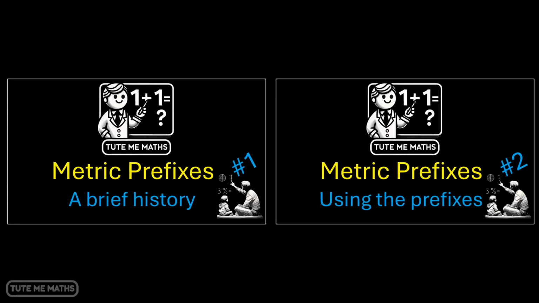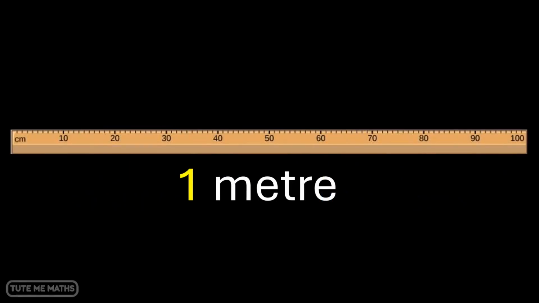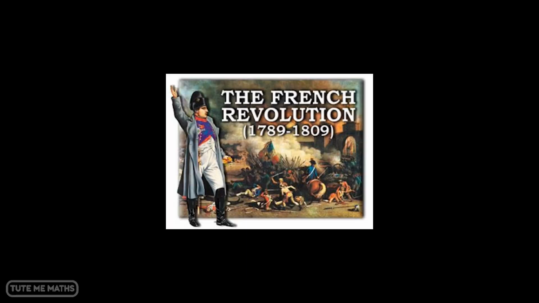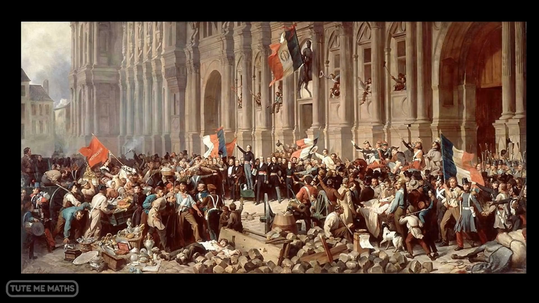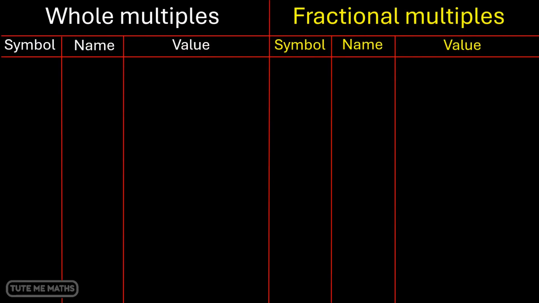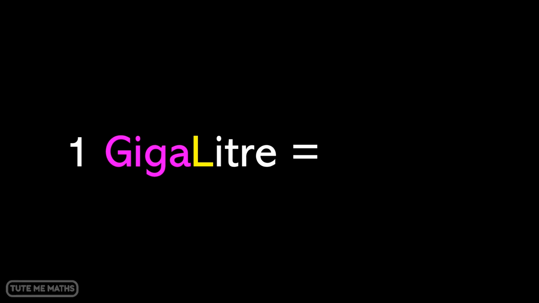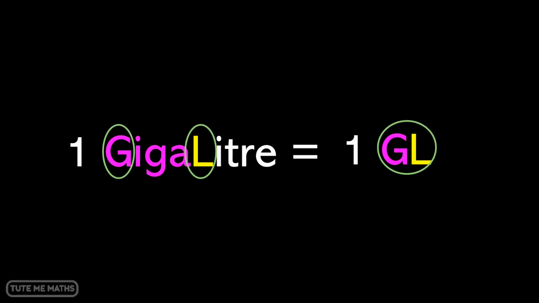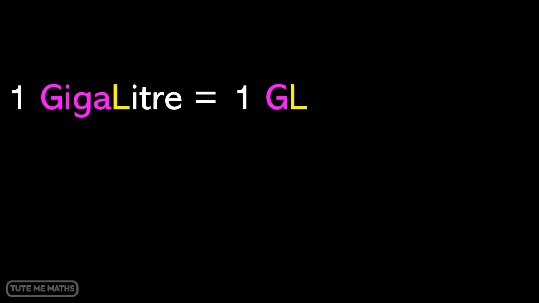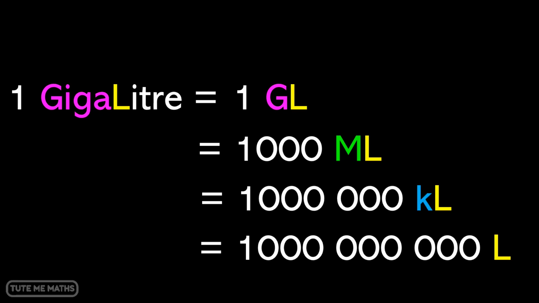The first video in this series explored how the metre came to be the standard unit of length during the French Revolution, and how the current list of 24 metric prefixes came to be. In this video, we will focus on how to correctly write and use the prefixes, and how to change from one to another. Let's start by getting the notation right.